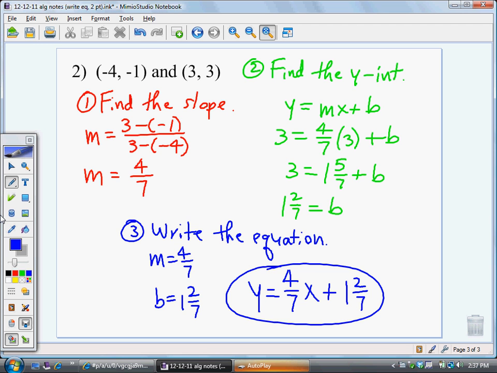And so to write an equation for a line given 2 points on the line, you just have to find the slope, then use one of the points to find the y-intercept, and then write the equation.